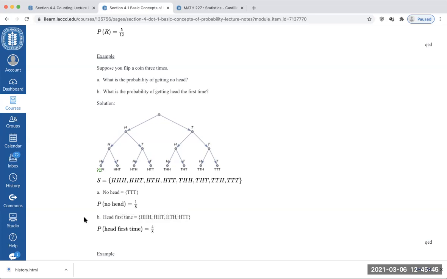Let's find the probability of head first time. So 1, 2, 3, 4 have head the first time. Tail first time, nope, don't want that. So 4 out of the 8 have head the first time.